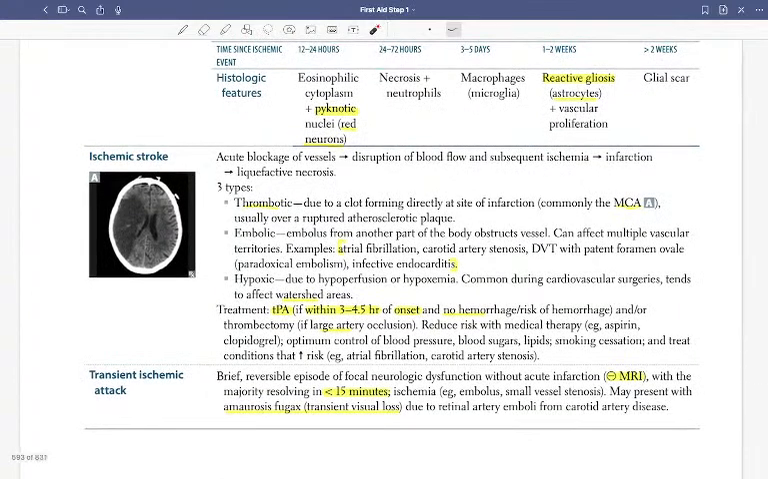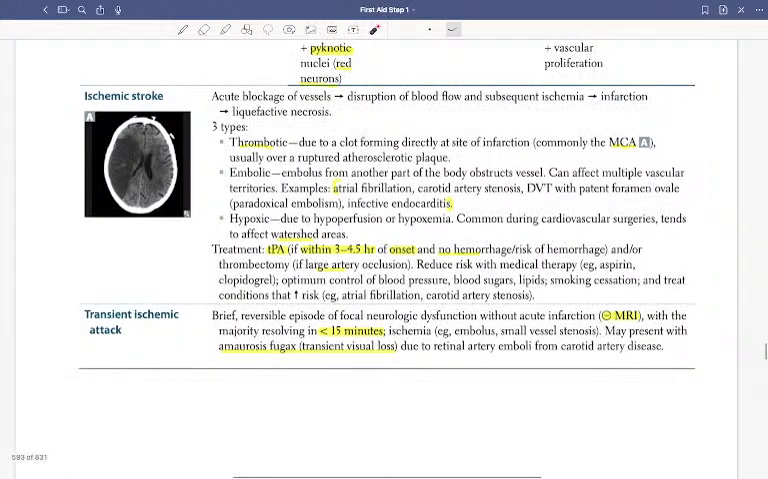Next, another thing is FAST, okay. So the FAST mnemonic is facial drooping, arm weakness, speech difficulty, and time to call the ambulance, okay. Pronator drift is an important thing, pronator drift, okay. And the indications and key contraindications for thrombolysis, that is also important.